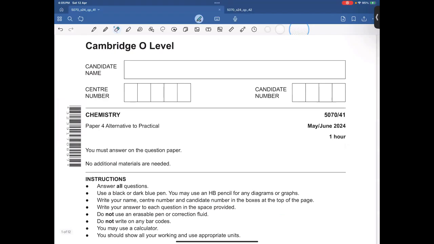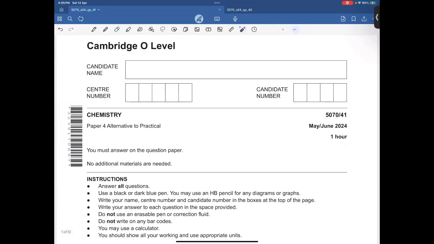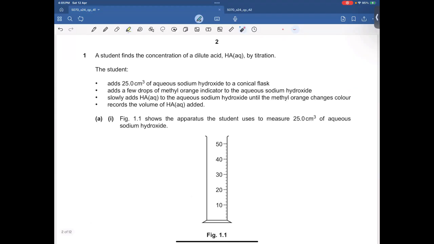Hi everyone. Let's start paper 4 of alternative to practical O-level chemistry, May-June 2024, variant 41. Let's see what we have in this paper. A student finds the concentration of dilute acid HA by titration. By the way, it is the general representation of an acid. And according to my lecture, this is basically a monobasic acid because it donates only one hydrogen ion in aqueous medium.